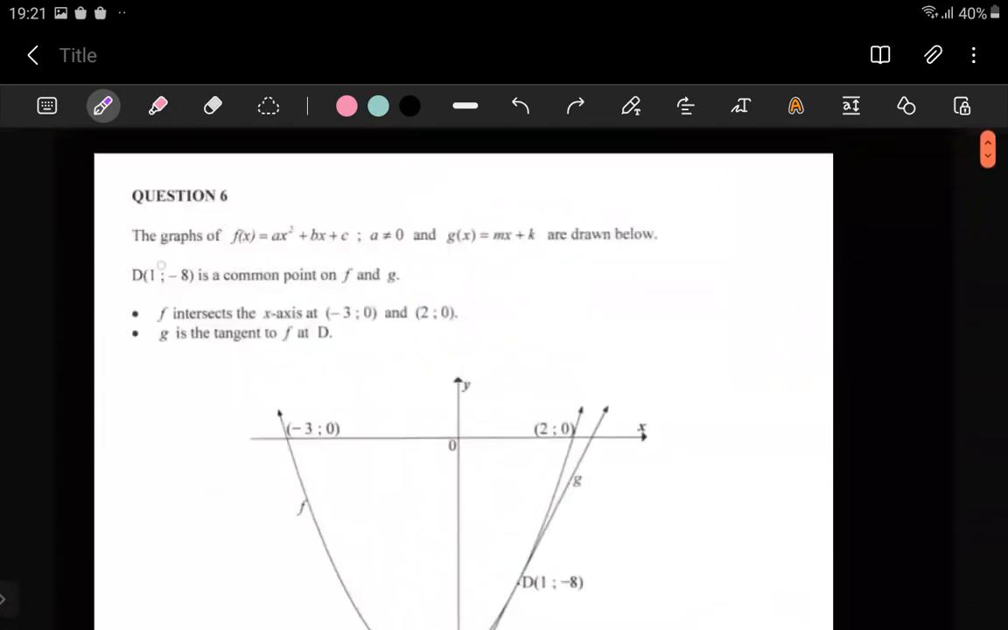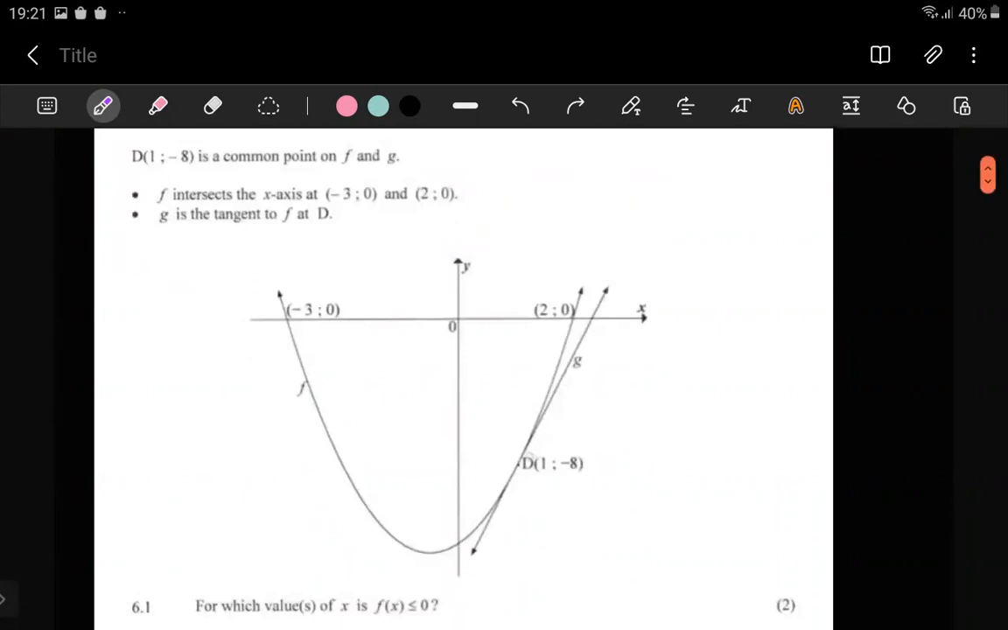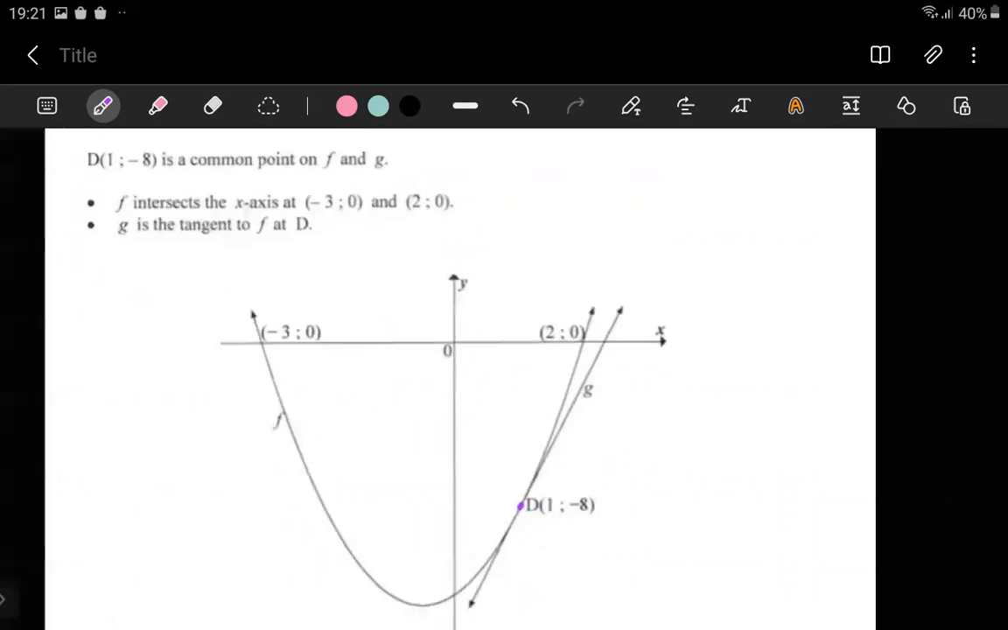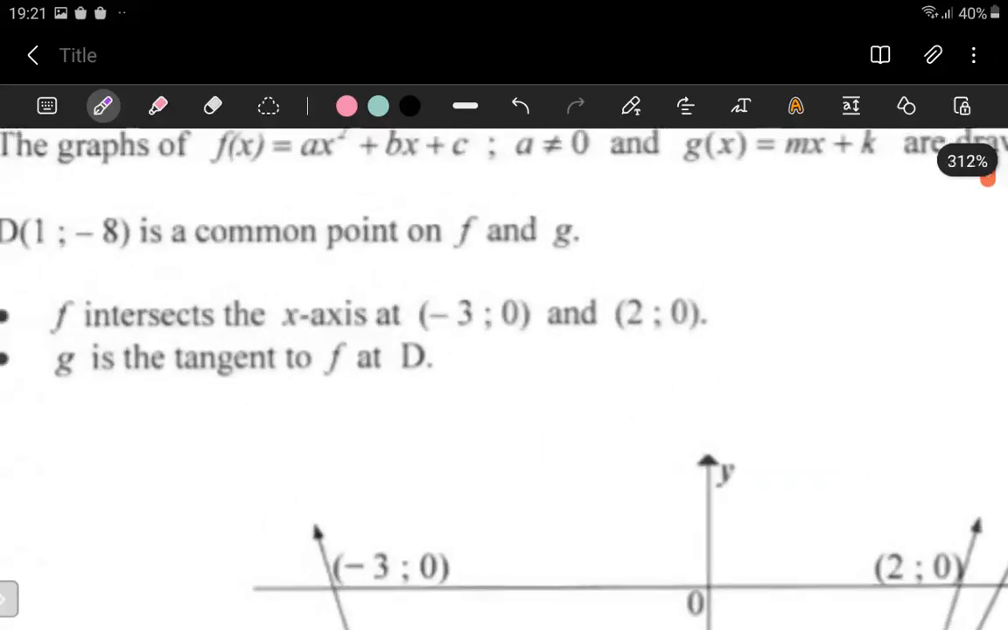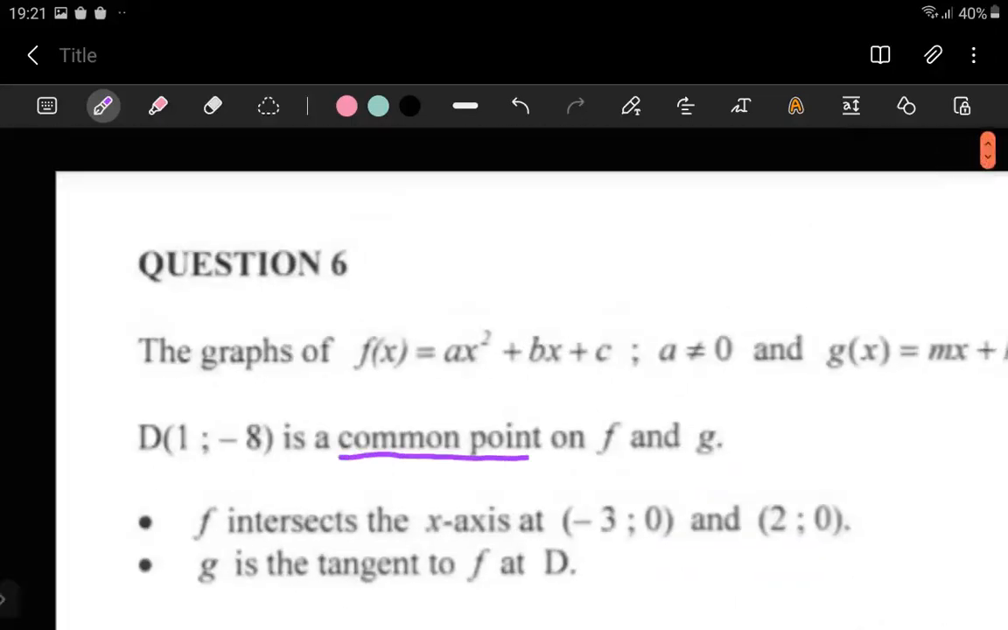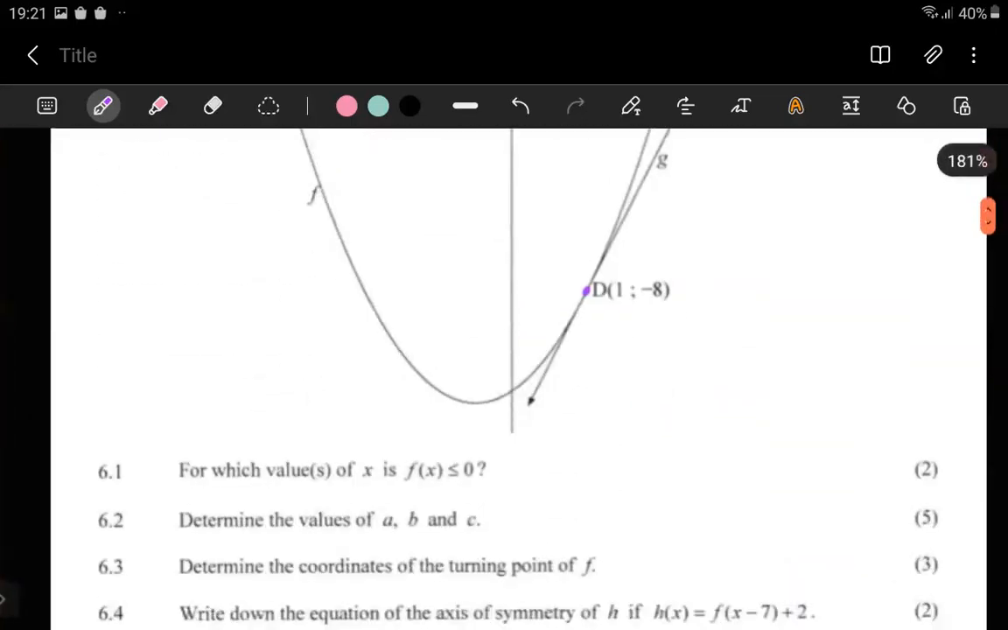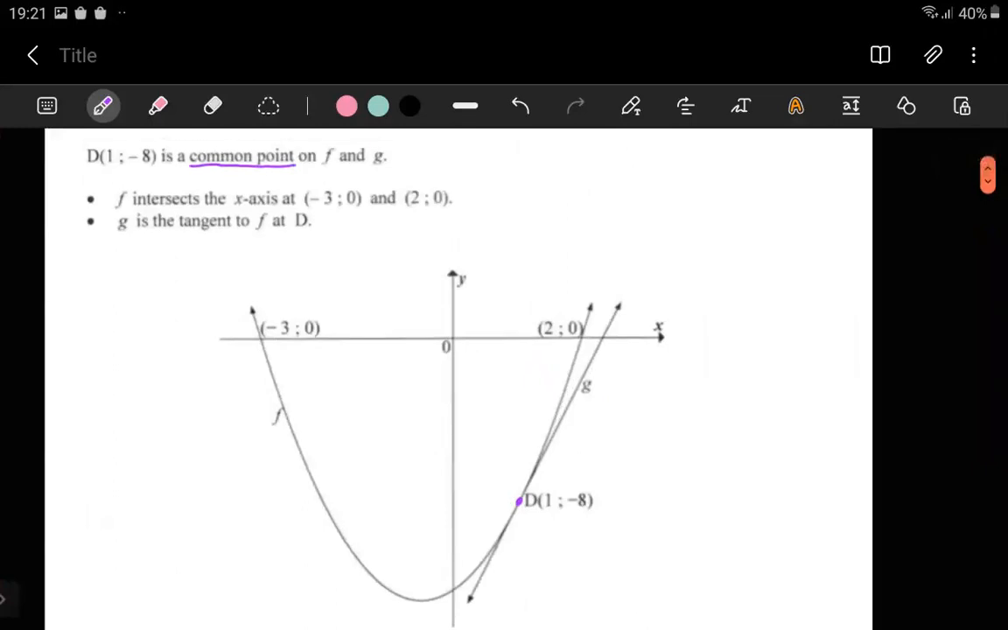So question 6 says the graphs of f and g. They have not given us the equations. They've just given us the standard forms, which is nice. So you have f and g. D is a common point on f and g. So you have D here. It's a common point. So them telling us it's a common point, that's like, yo, don't even sleep on this. Otherwise, you're gonna cry.